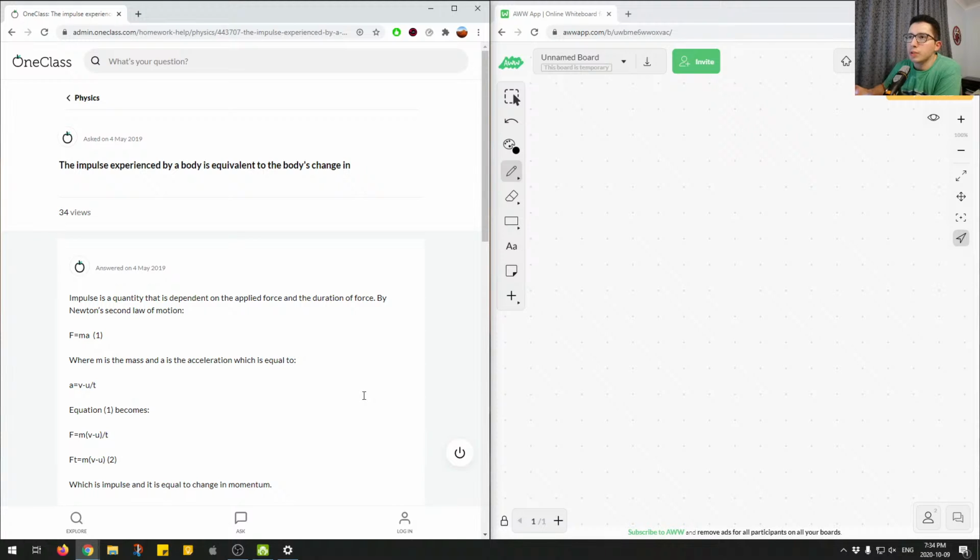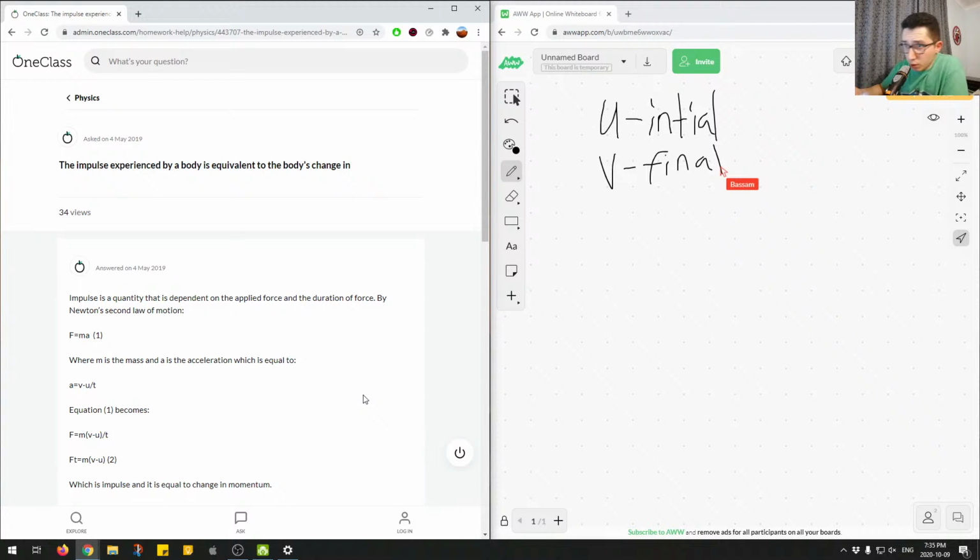Alright, let's get on to the next question. This is a similar question to what we answered. The impulse experienced by a body is equivalent to the body's change in what? To understand this, let's define some variables. u is initial velocity, and v is final velocity.